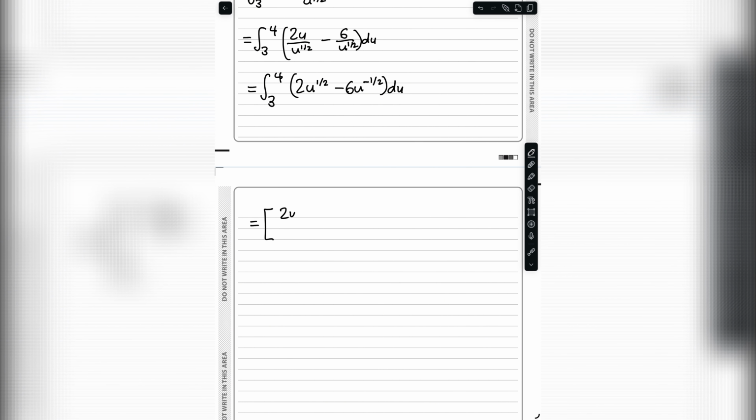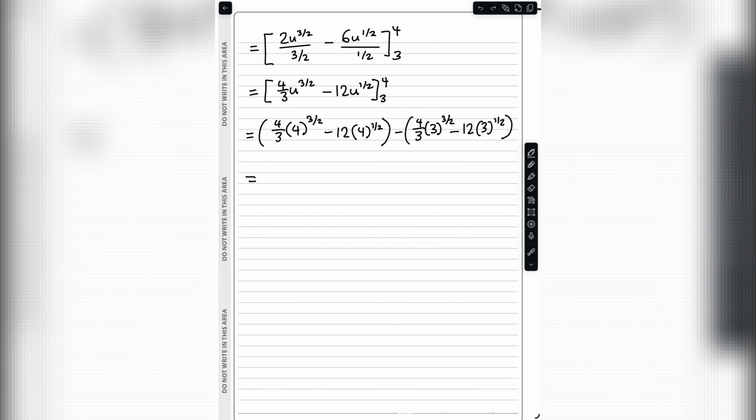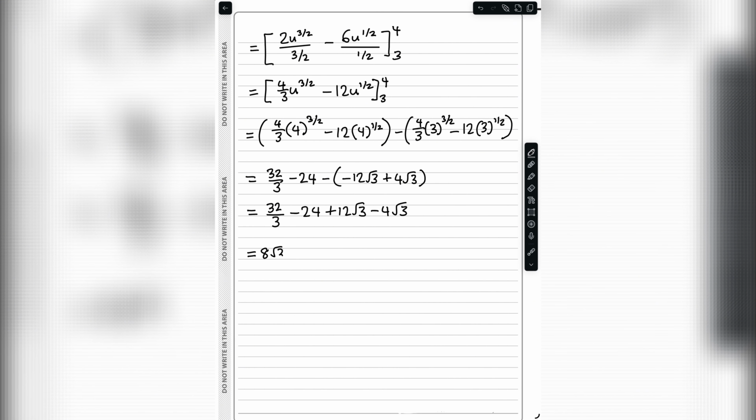And when we integrate this, we have 2u to the power of 3 over 2 divided by 3 over 2 minus 6u to the power of a half divided by a half, and that's between the limits of 3 and 4. So by simplifying this, we have 4 over 3 u to the power of 3 over 2 minus 12 u to the power of a half between 3 and 4. And after substituting the limits into this expression, we have 32 over 3 minus 24 minus bracket minus 12 root 3 plus 4 root 3. So the final answer is 8 root 3 minus 40 over 3.